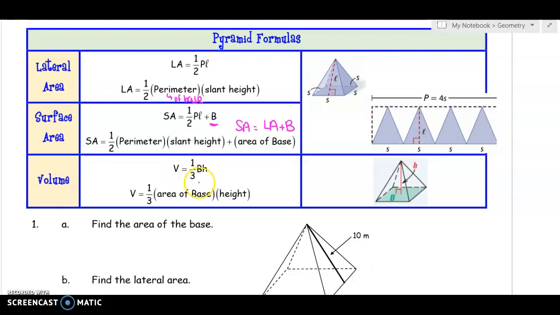Volume is a little bit different. It's 1/3 area of the base times the height. All right, so 1/3 area of the base times, again, the height is going to be the height of the pyramid or cone.